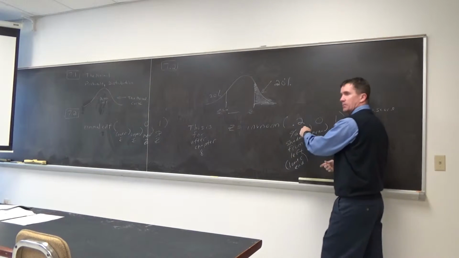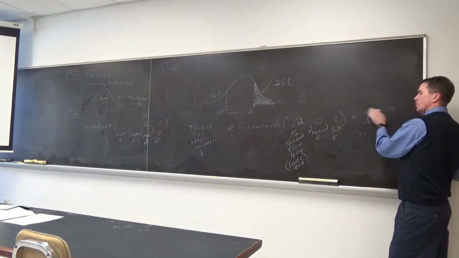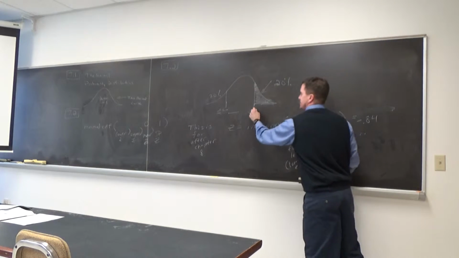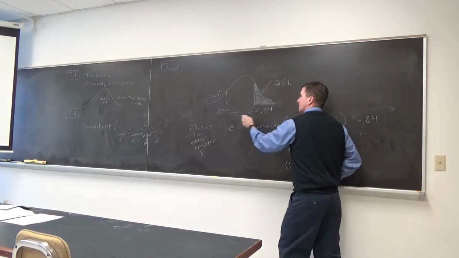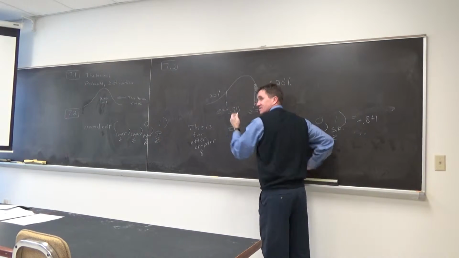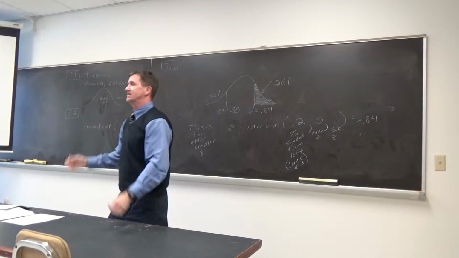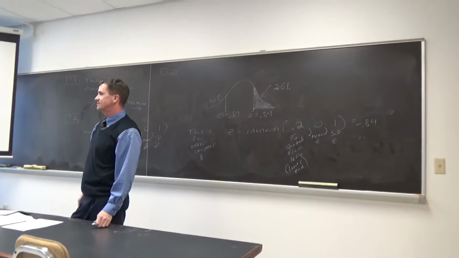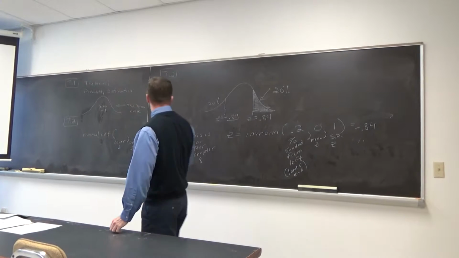So if I put inverse norm 0.2, the calculator is going to go negative 0.84, and you can just take off the negative and know that this z-score has to be what? Positive. Does that make sense? So some students do that. They go, I'll just put the number, but I know negatives and positives. Cool?